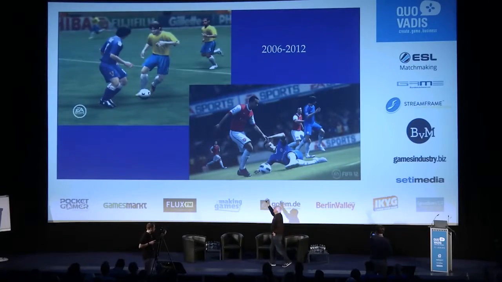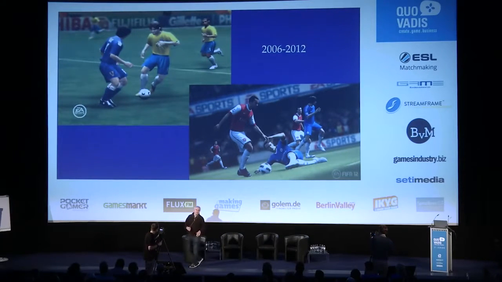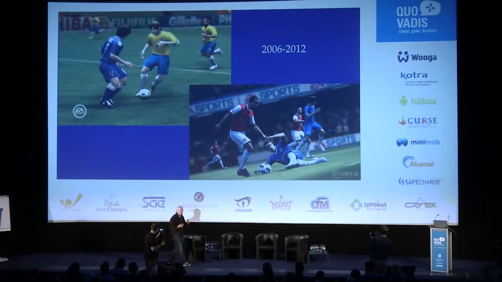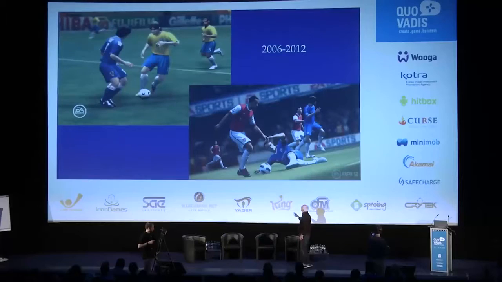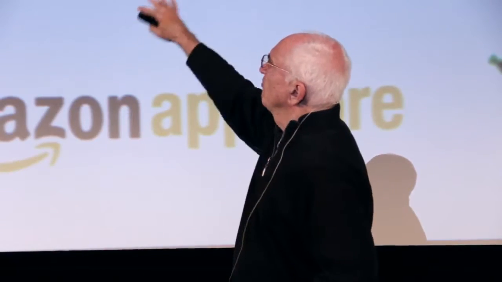So if we go back and look here at 2006 to 2012, we've got FIFA on the PS2 at the end of the PS2 era. We've got FIFA on PS3 late in the PS3 era. And if you look at these two images as a game maker, you go, okay, I see some differences. We've got higher resolution, cloth effects are different, lighting and shadow is being done differently, shaders, more figures on the field to take advantage of processor speed.